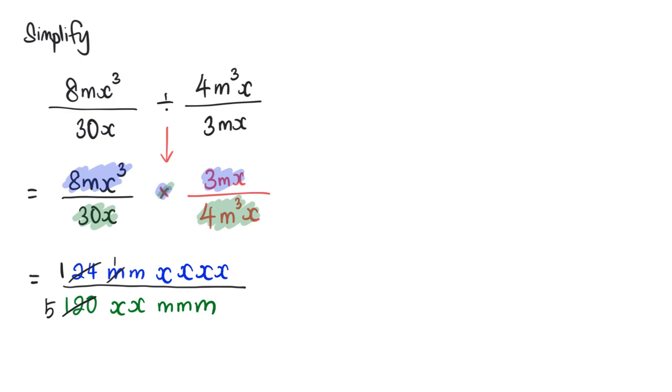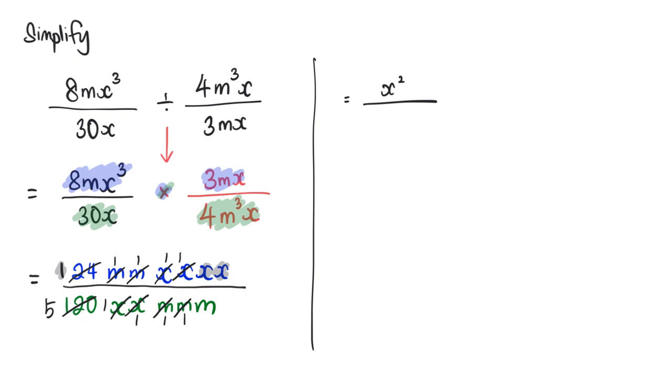M divided by m, m divided by m, x divided by x, left 1, x divided by x, left 1, and therefore my final answer, 1, x times x will be x power 2. I'm going to write the final answer on the other side so that you can see this equals to x power 2 over 5m.